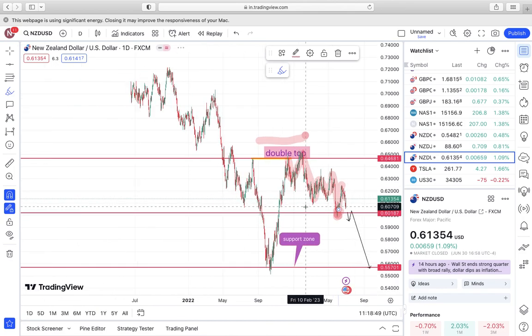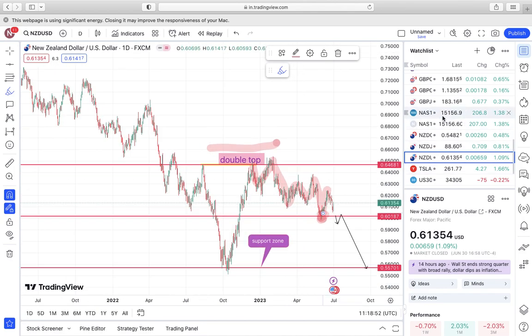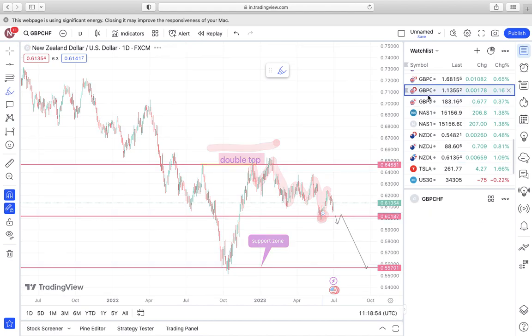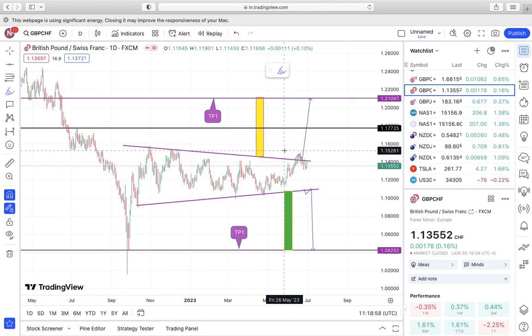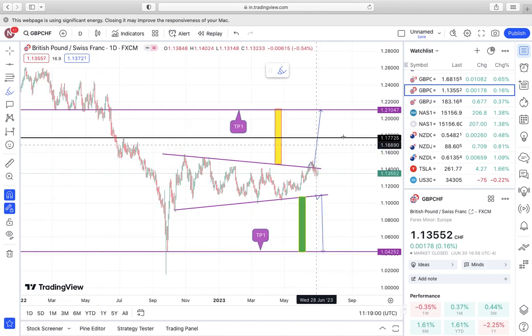We can get some possible double top in any market. Let us confirm. This is also a market we analyzed, but it has not done what we wanted.